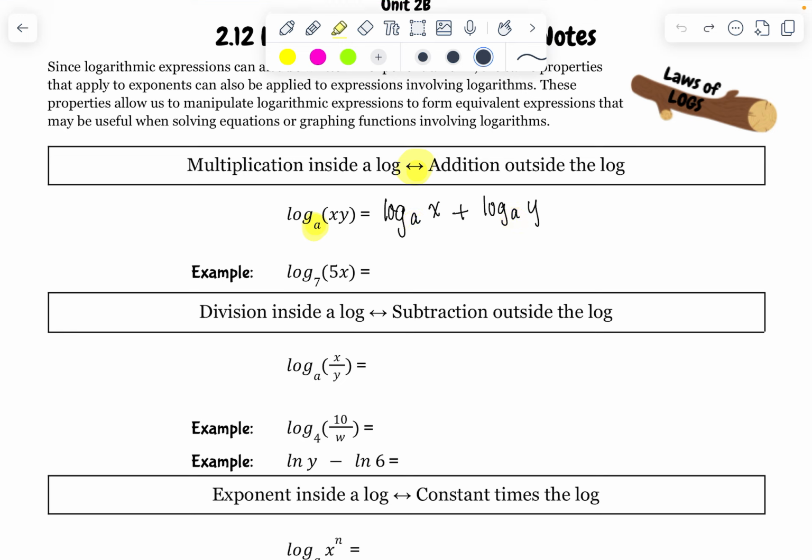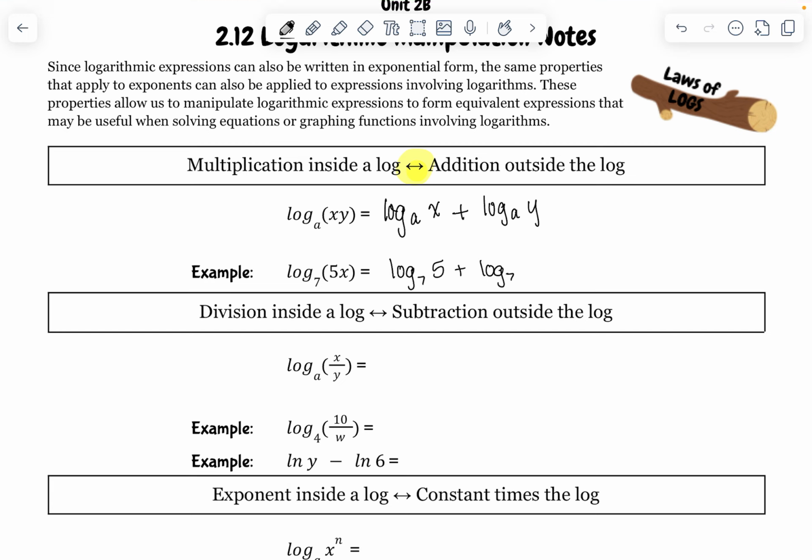So let's look at our example here. We have log base 7 of 5 times x. I can expand that into log base 7 of 5 plus log base 7 of x. And then the same way, if I was given the part on the right and was asked to condense it, I would just work backwards and get log base 7 of 5 times x.